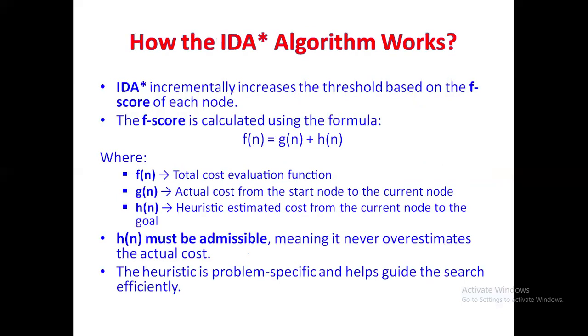Next, how does IDA star work? IDA star incrementally increases the threshold based on the F score. This F score is calculated using f of n equals g of n plus h of n. You know that f of n is the total cost, g of n is the actual cost from the start node to the current node, and h of n is the heuristic estimated cost from the current node to the goal. And this h of n must be admissible, meaning it should never overestimate the actual cost to the goal. The heuristic is problem specific and plays a crucial role in making the search efficient.